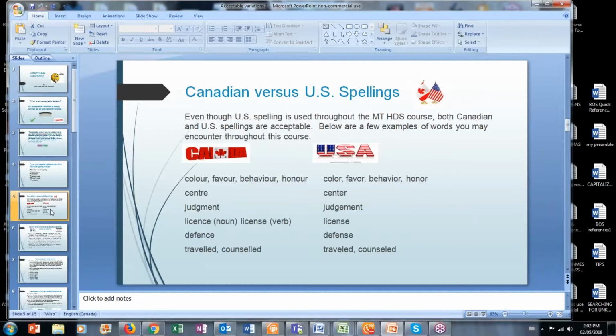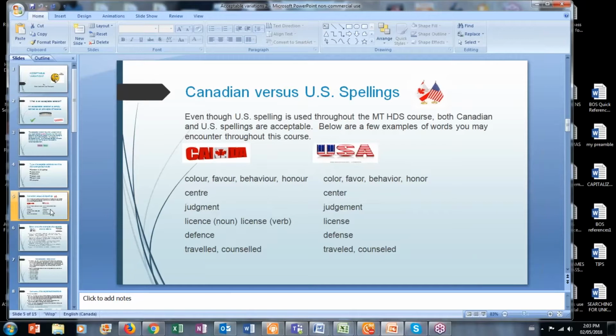So we're going to get started now with the Canadian versus the US spellings. The words that end in OUR are very common: color, favor, behavior, honor, neighbor. In Canada, we spell them with OUR. The United States spells them with OR. Both of them are acceptable variations. It doesn't matter which way you spell it. They are acceptable. They are not errors. If you see it purple in your key, ignore it. Don't mark it because it is acceptable.